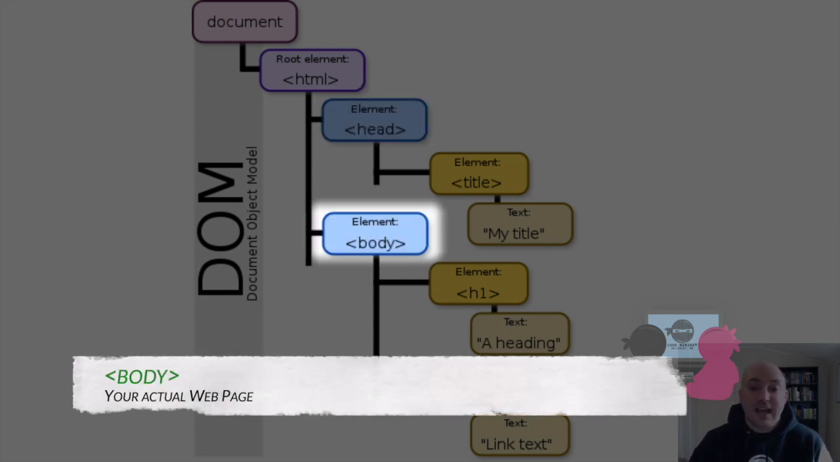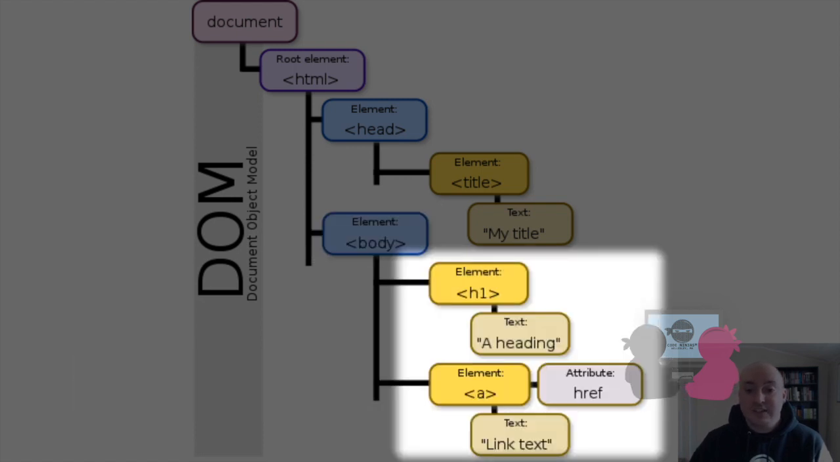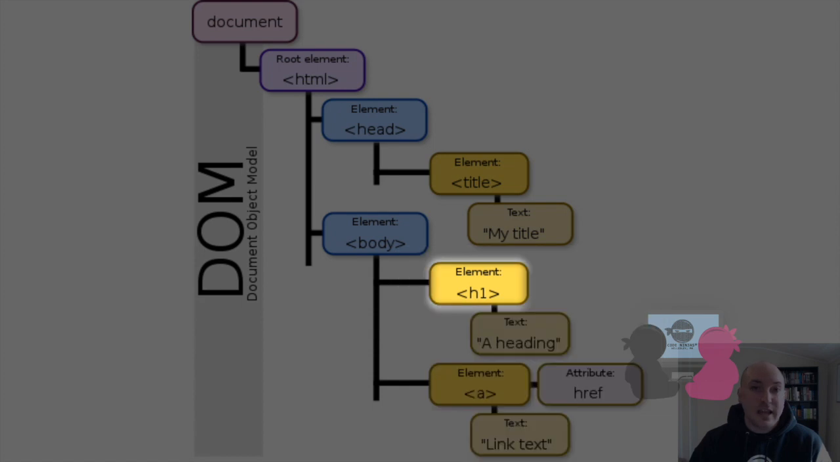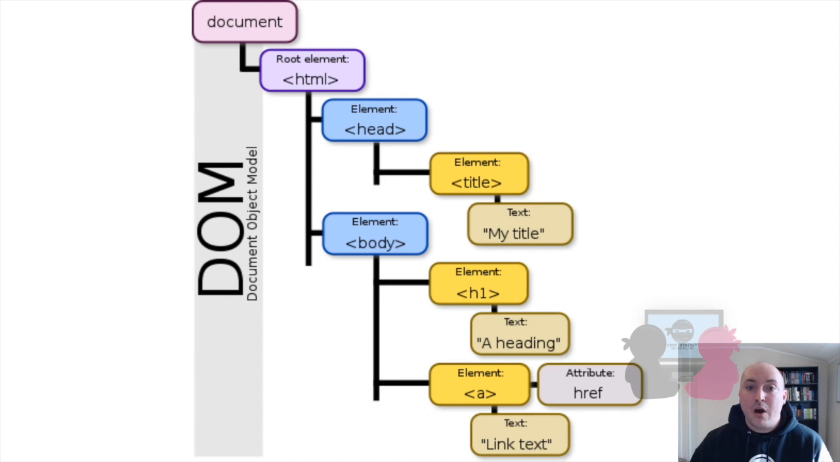So that brings us to the body tag. And the body tag contains all these other tags that you can think of as your actual web page. So in this example here, they have an H1 tag, which creates a header called a heading, and it creates a link tag as well. And you can see there's a link. And so that's all there is to HTML. It's just a bunch of tags that are in these parent-child relationships.